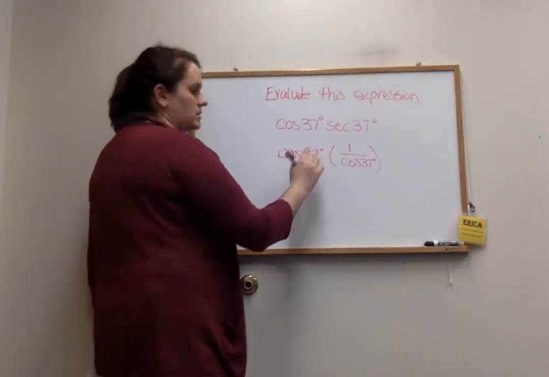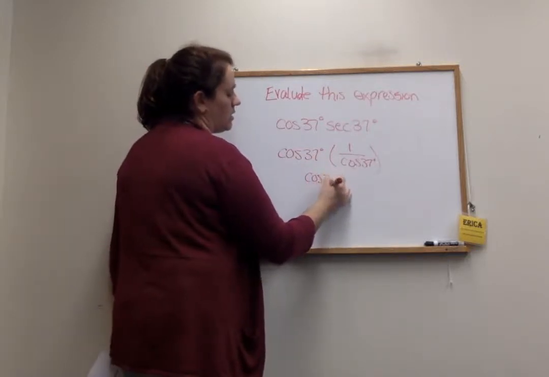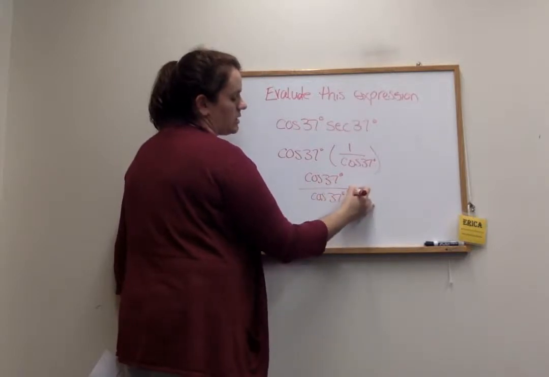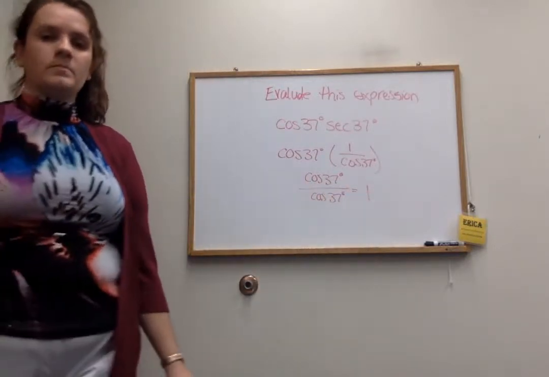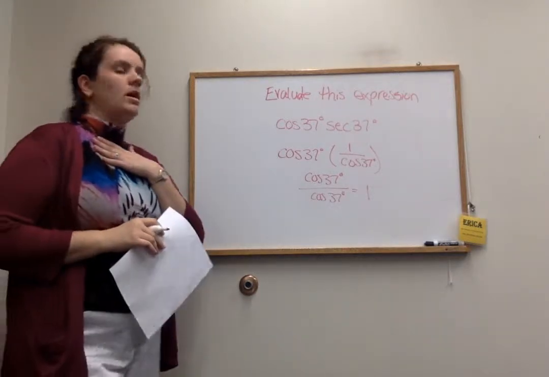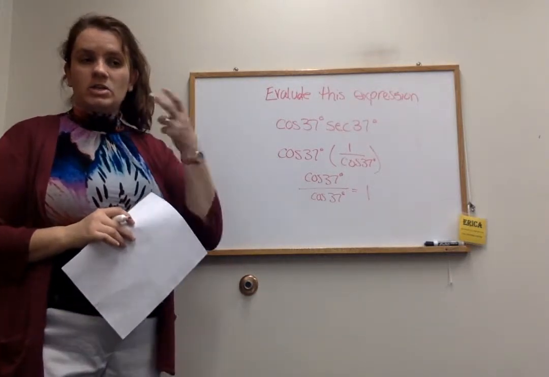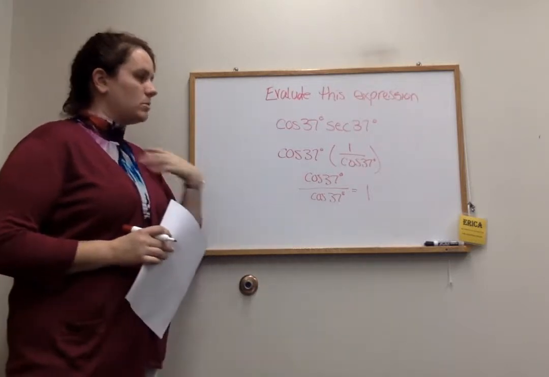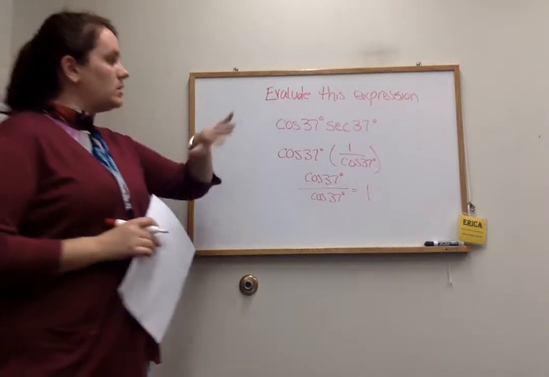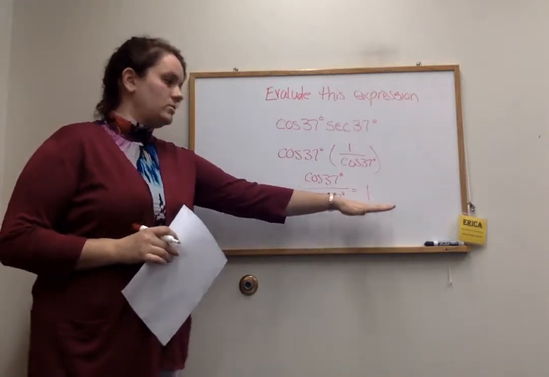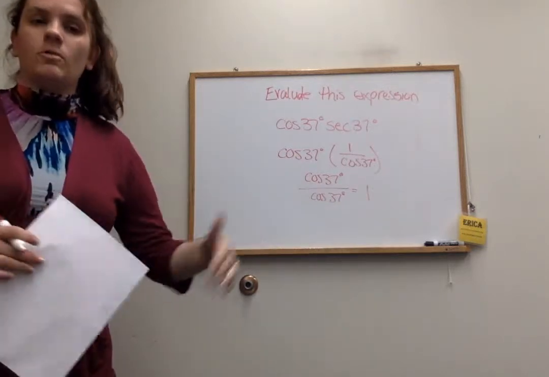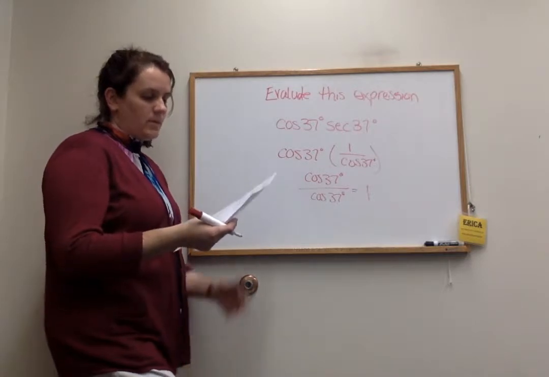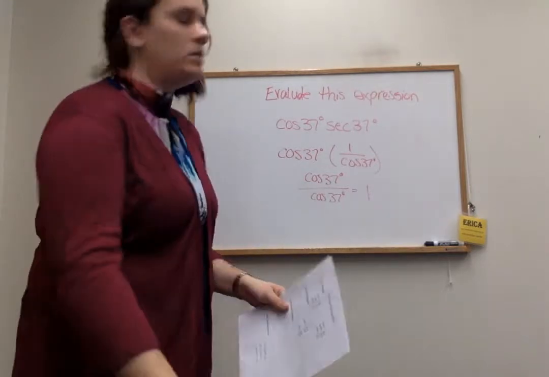When we multiply these two expressions, we get the cosine of 37 degrees over the cosine of 37 degrees, which happens to be 1. Okay, so it's just taking what we already know about the relationship between some of these reciprocal ratios, right, and putting it to an actual problem. Almost all of these identity questions, your answer is going to be 1 because it's an identity. 1 is our multiplicative identity. Okay, so that's an example with the reciprocal identities.